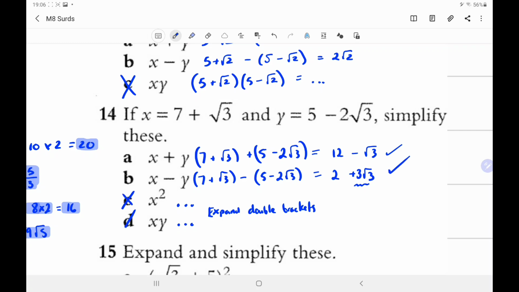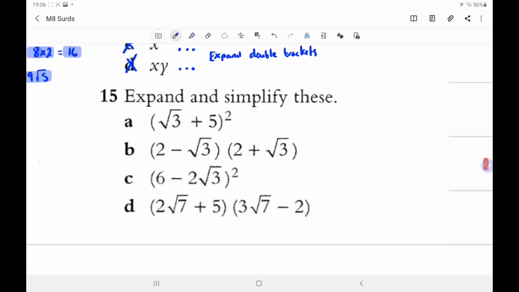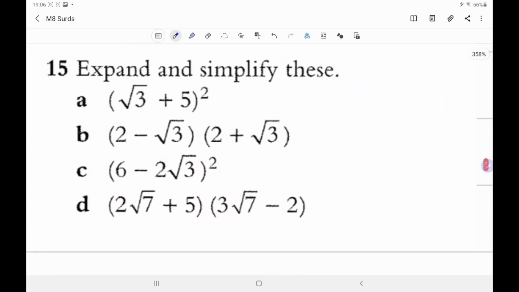And C and D we'll just leave it because I want to come across that whenever we look at question 15. So these are the last few questions I want to get you to do today. They're expanding double brackets with surds, and I'm just going to do the first one and let you do the next three. So if we have a bracket squared, well then we're going to have that bracket multiplied by itself.